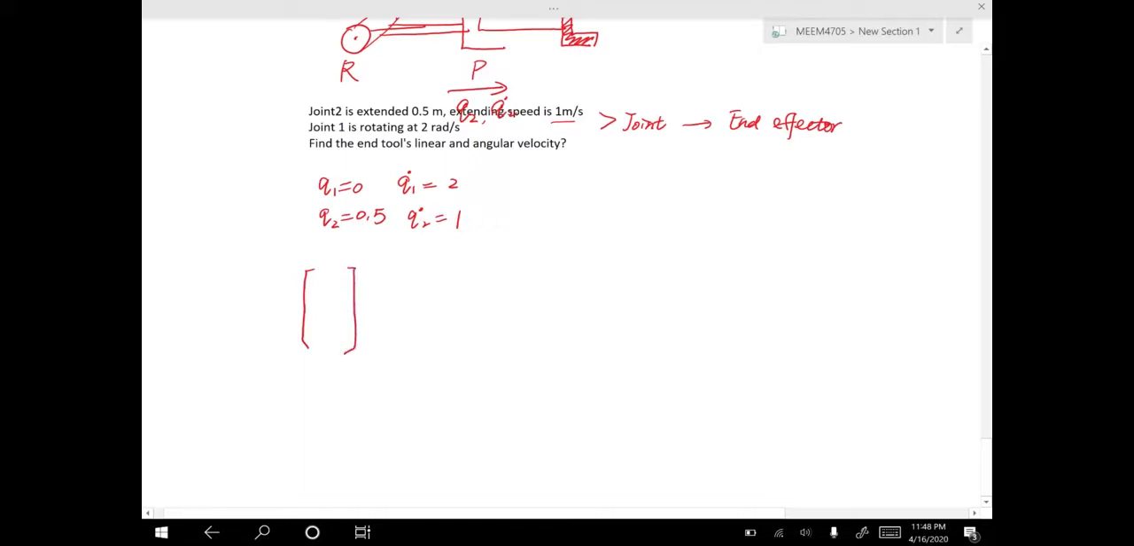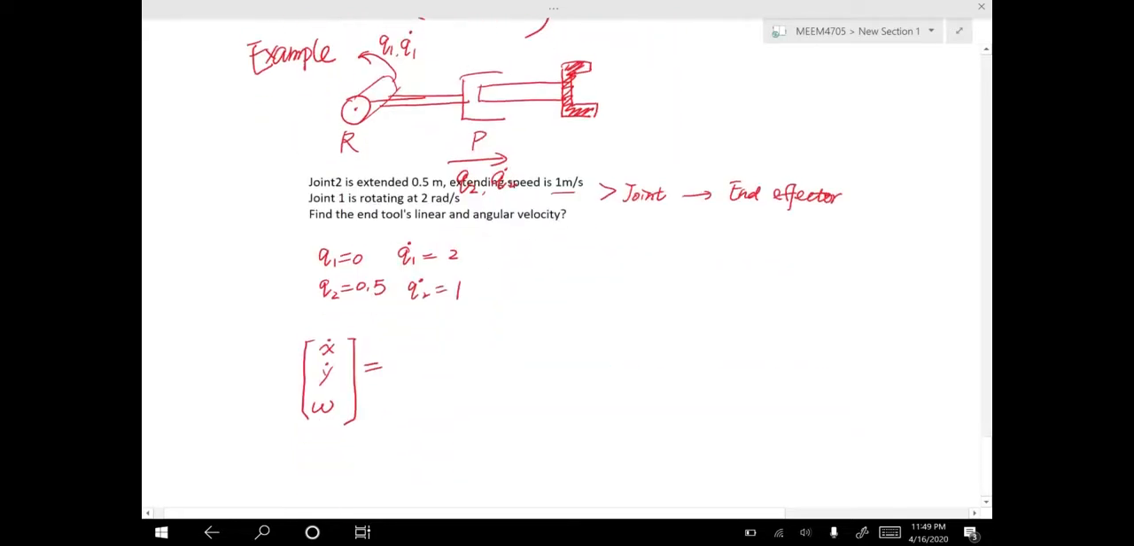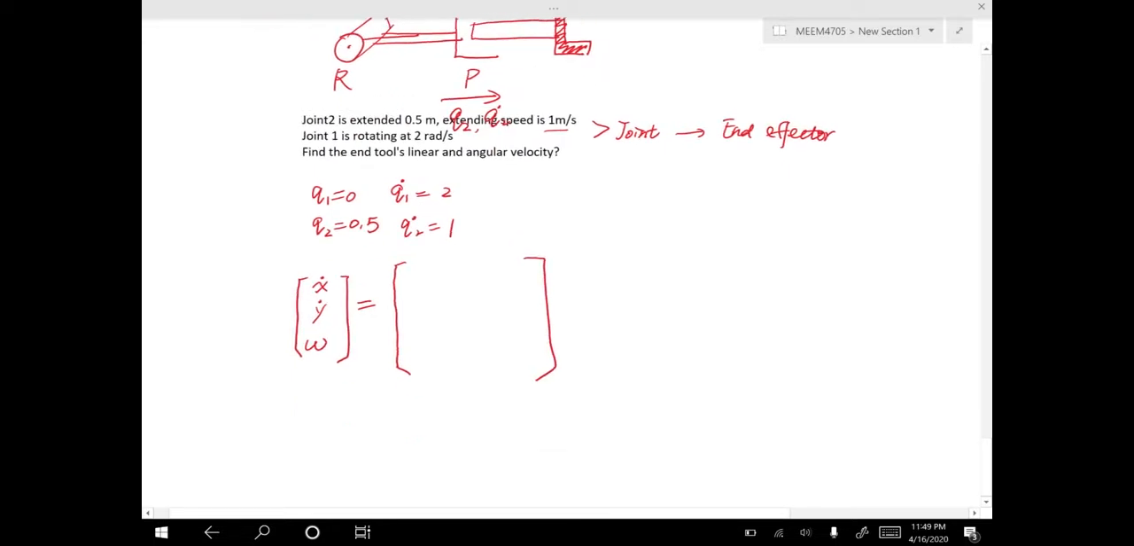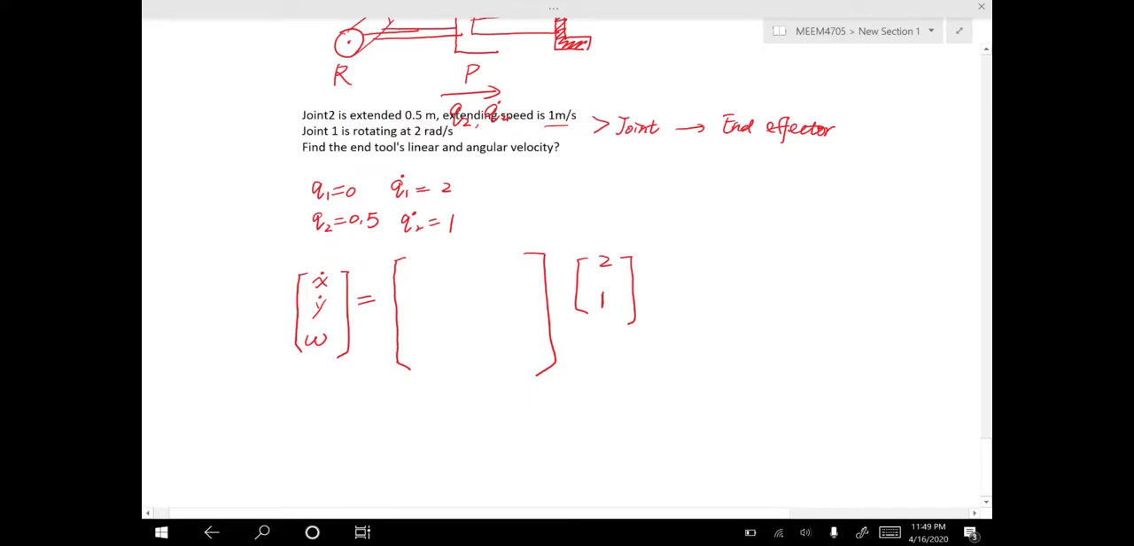If we want to calculate that, for the linear velocity, because it's 2D, there is an x and y, so we have the linear velocity in the x-axis and in the y-axis, as well as the angular velocity omega. And from the previous calculation, we would like to directly use that. This is our Jacobian matrix, the full manipulator Jacobian matrix, times Q1 dot and Q2 dot. Now we know Q1 dot is 2 and Q2 dot is 1, which is given.